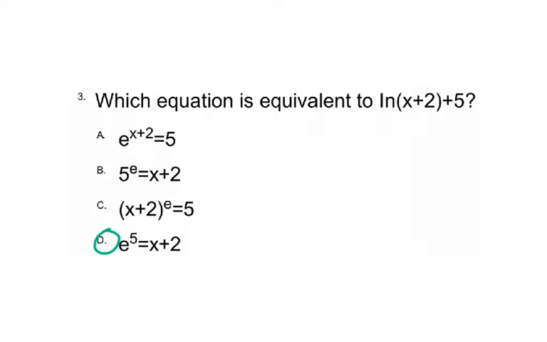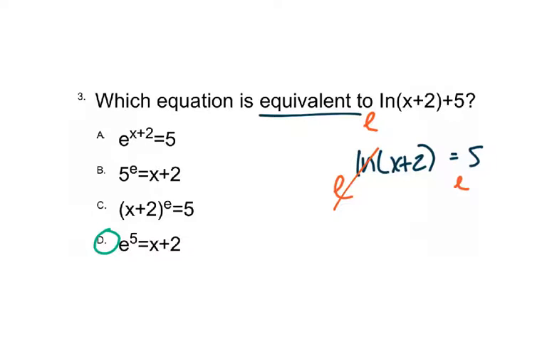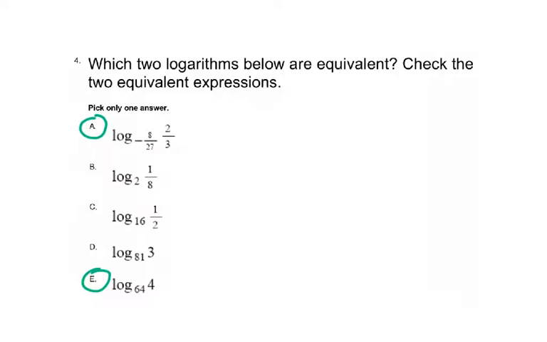This next one asks for which is an equivalent function to this. Remember that an e and an ln get rid of each other. And I just realized that I have a typo in this question, so sorry. It should look like this. Okay, so now to get rid of a natural log, you would do the e of both sides. This would cancel out. So e to the 5th equals x plus 2. So that's how you get d.